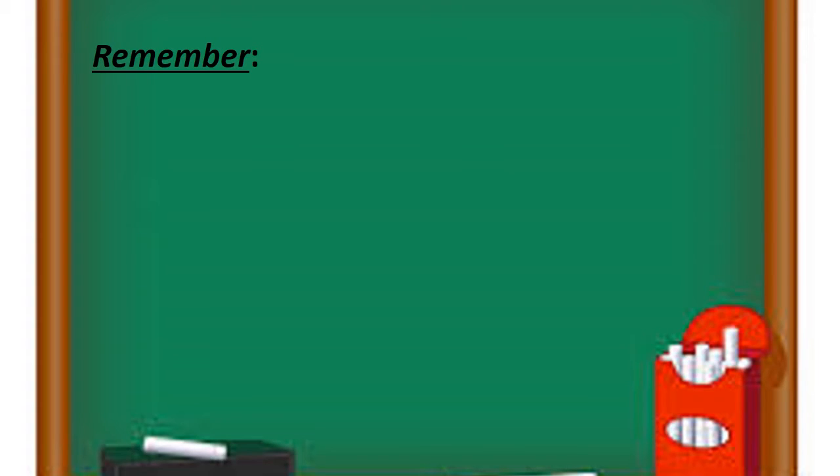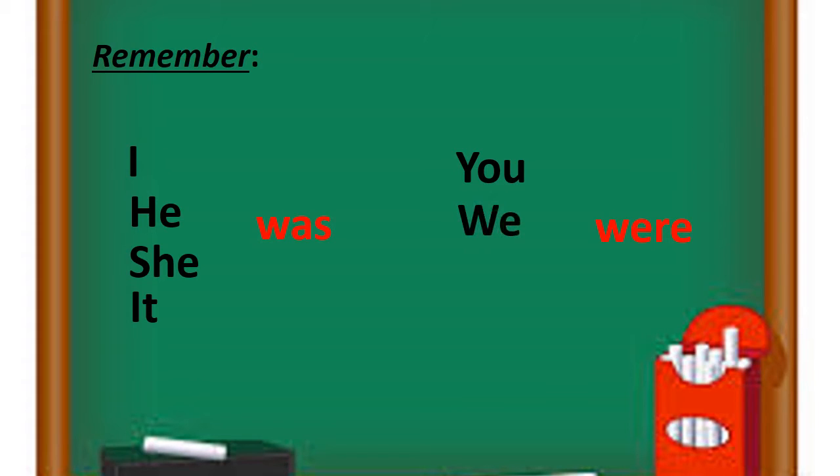Remember, the verb to be was you use with the subject I, he, she, it, and were you use with you, we, they. Okay? Try to remember. Right, thank you. Let's move.